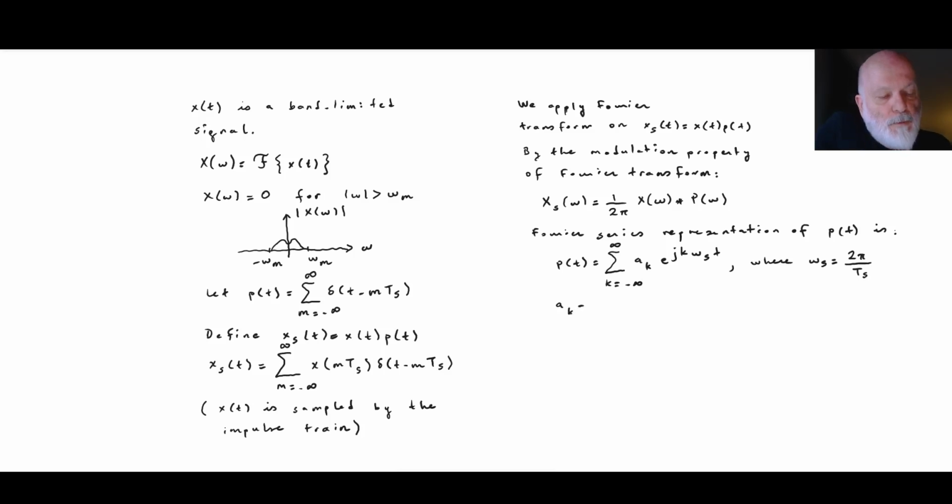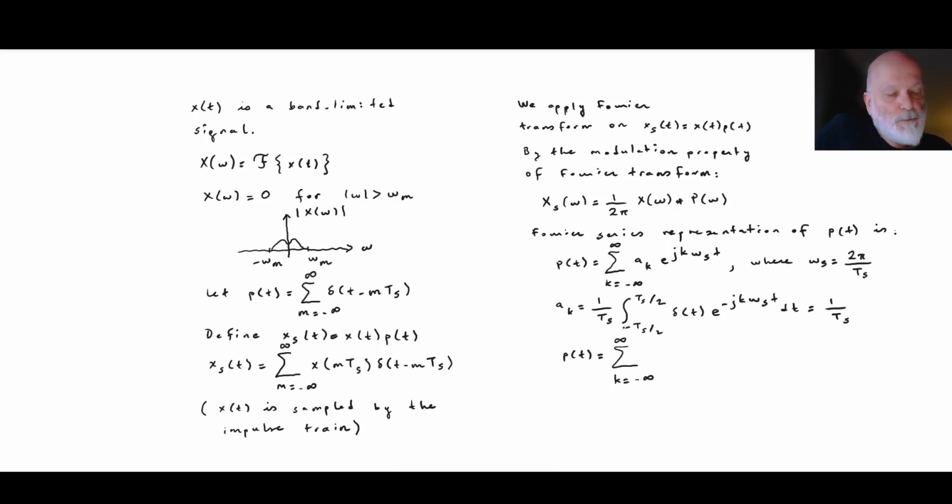And ak is equal to 1 over Ts. Remember, we integrate over a period, so we integrate from minus Ts over 2 to Ts over 2, and there the signal is delta of t. So we have e to minus jk omega s t integrated with respect to t. So the coefficient ak is 1 over Ts. So p of t has the Fourier series representation, in fact, we have obtained this result in some of the videos before, 1 over Ts e to j k omega s t.